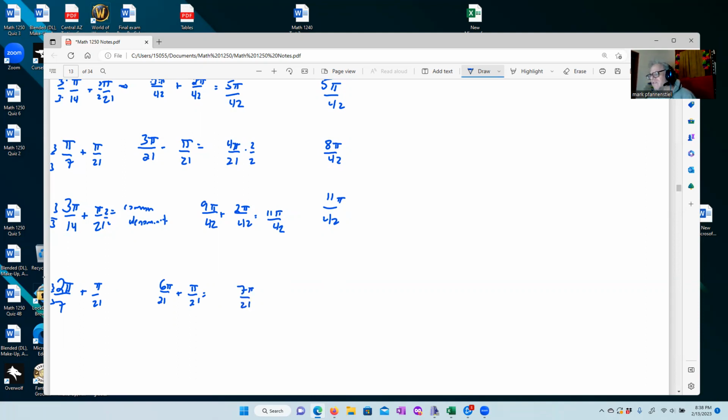But what were we trying to do? We're trying to test to see if this was over 42s. So what we're going to do is we're going to multiply 2 over 2, and that's going to give us 14 pi over 42. So now we guessed that was going to be 14. Hey, look at that. We are right.